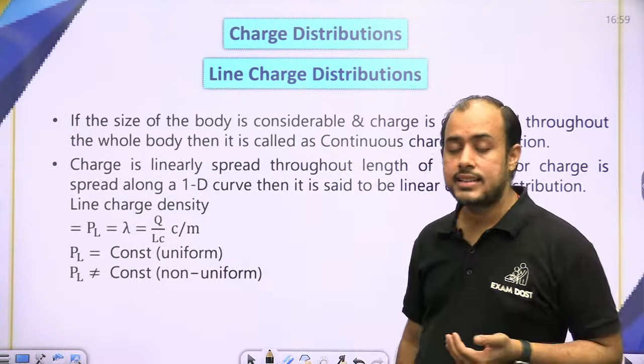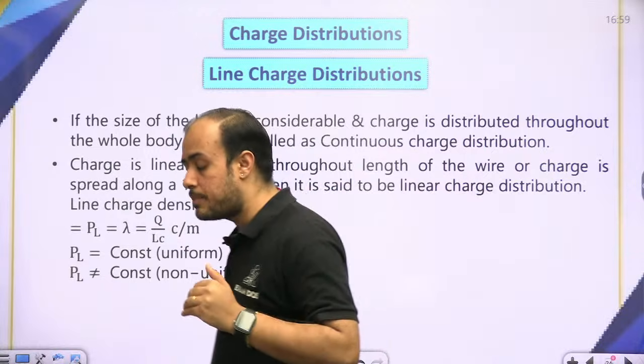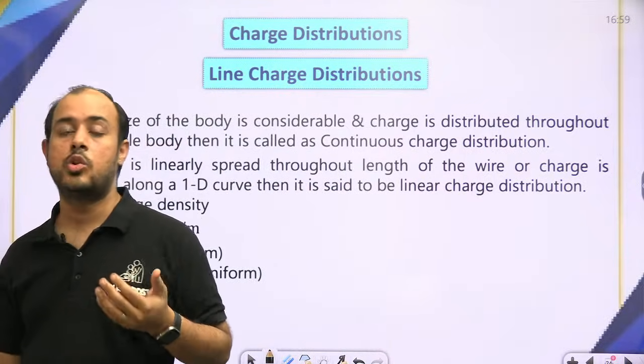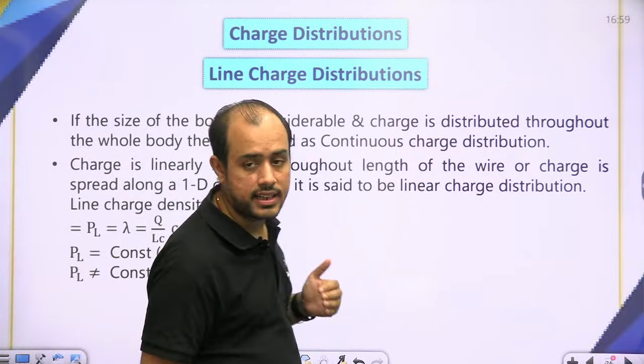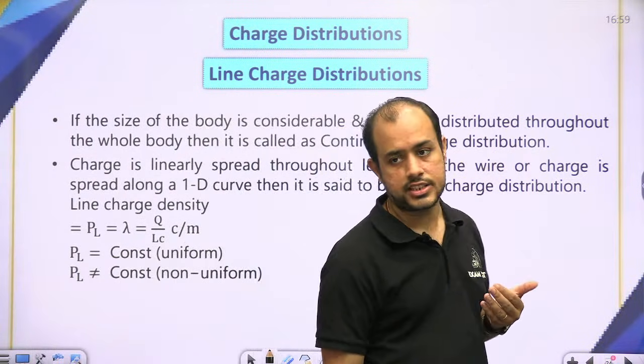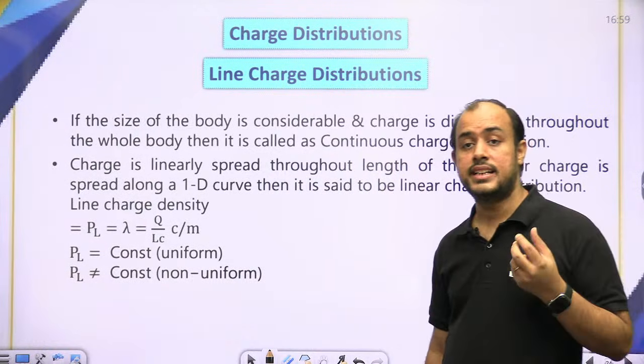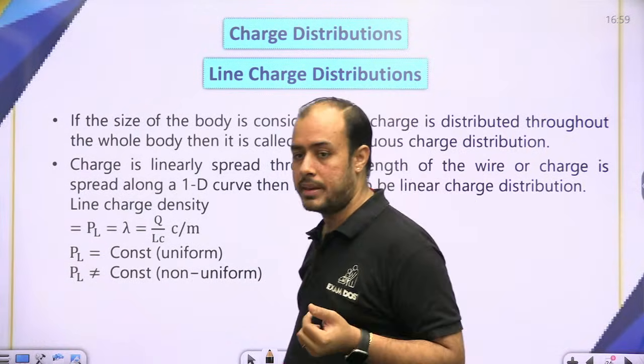Second is the line charge. When the charge is distributed but in a single dimension, that is over a curve. अगर चार्ज एक कर्व के ऊपर डिस्ट्रीब्यूट हो जाता है, then it is said to be line charge. So the line charge density unit is Coulomb per meter.